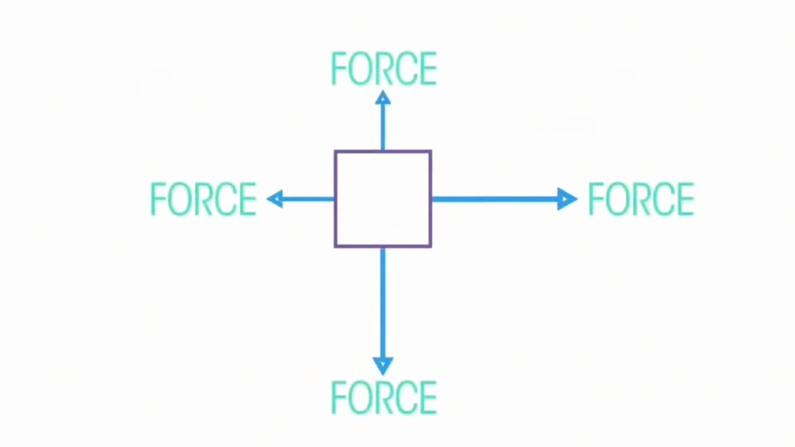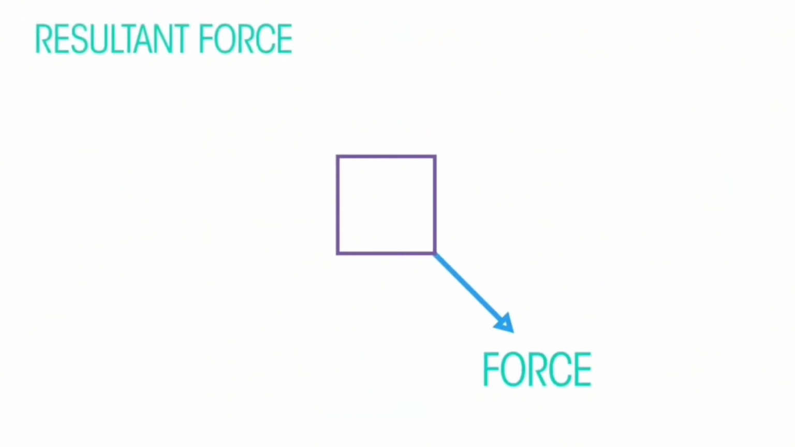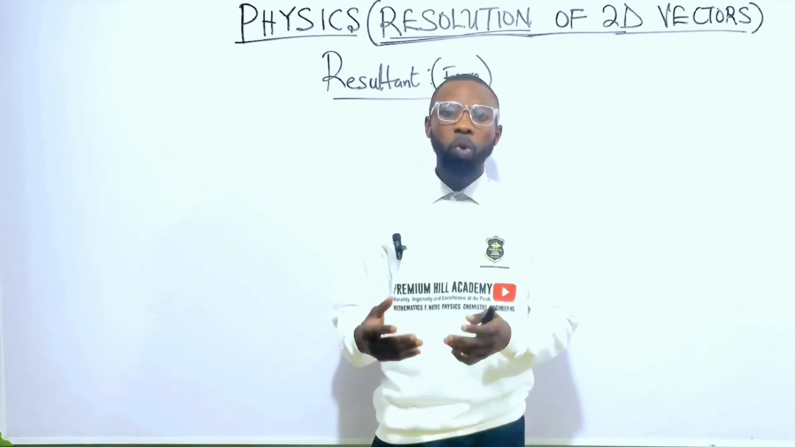So when several forces act on an object or a body, they can be replaced by a single force that has the same effect of all other forces combined. That single force is known as a resultant force. That's what you're seeing on your screen there. Therefore, the resultant force is the single force that produces the same effect as the combined effect of all other forces. So what do I mean by that?